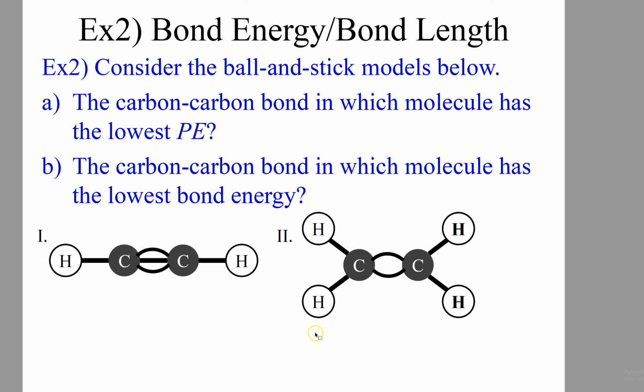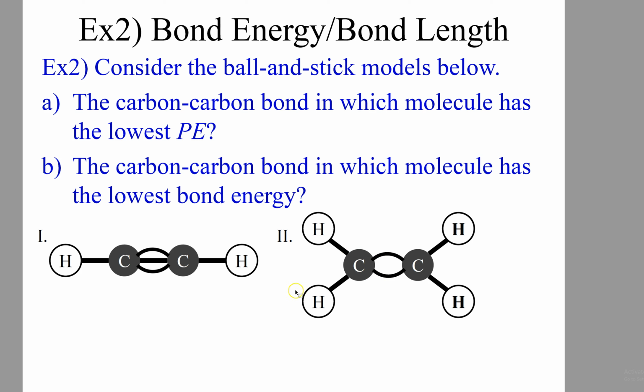All right, so here's a question for you. Consider the ball and stick models below. The carbon-carbon bond in which molecule has the lowest PE? The carbon-carbon bond in which molecule has the lowest bond energy? So again, let's make sure we understand the difference between PE or potential energy versus bond energy. So in this specific case, we have carbon-carbon bonds, a triple bond specifically here, and a double bond.